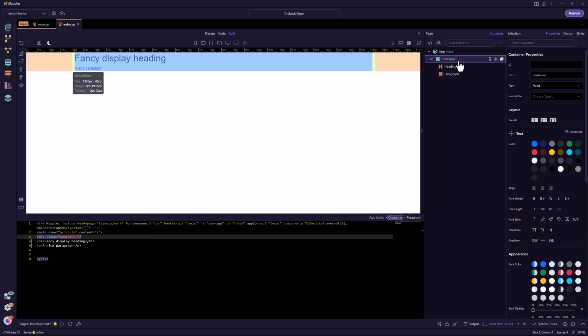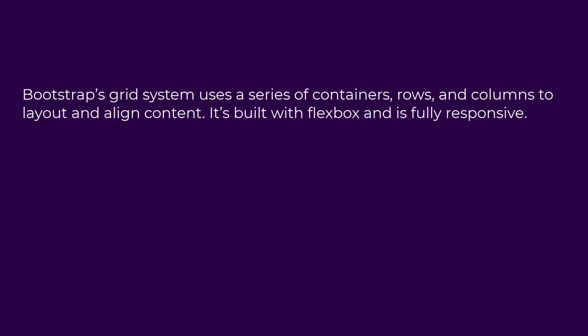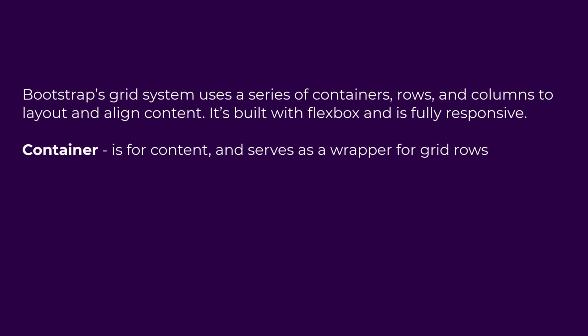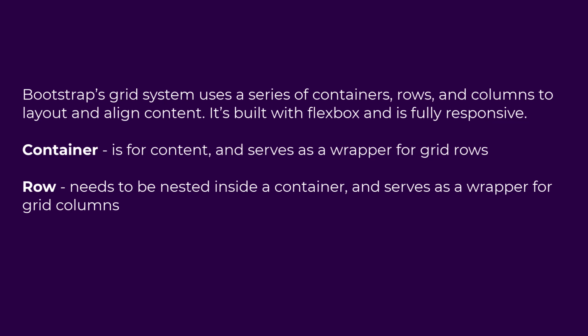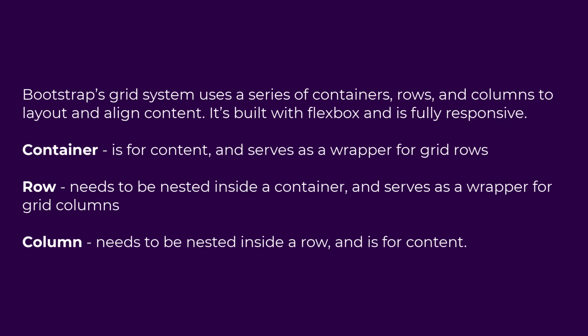Enter the Bootstrap Grid. Bootstrap's grid system uses a series of containers, rows, and columns to lay out and align content. It's built with Flexbox and is fully responsive. To understand the basics. Container is for content and serves as a wrapper for grid rows. Row needs to be nested inside a container and serves as a wrapper for grid columns. Column needs to be nested inside a row and is for content.